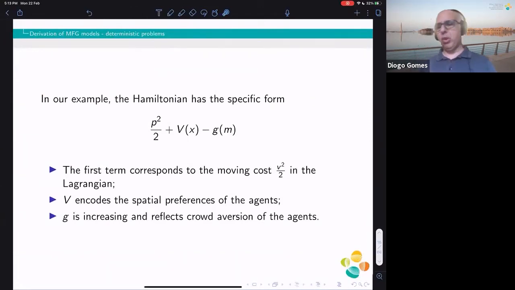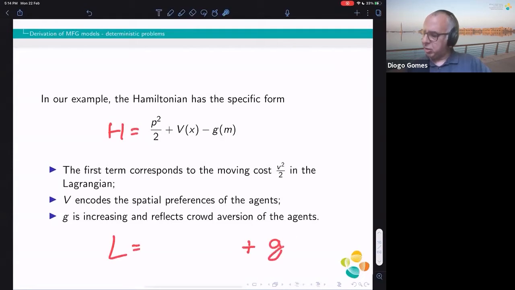And in our case, we have Hamiltonians with a specific form, which have, think of p squared over two as something that's uniformly convex. So this guy corresponds to a cost of moving, which in this case is going to be v squared. So agents pay a price, which in this particular example is quadratic in terms of cost of moving. But then they have preferences about where they are, and this is encoded in a potential. And then if you have a function that's increasing, what you have is that, so this is the Hamiltonian. At the level of the Lagrangian, you get plus g of m, because you switch the sign between the Lagrangian and the Hamiltonian. And if you have plus g of m, and g is increasing, this means that your agents are crowd averse.